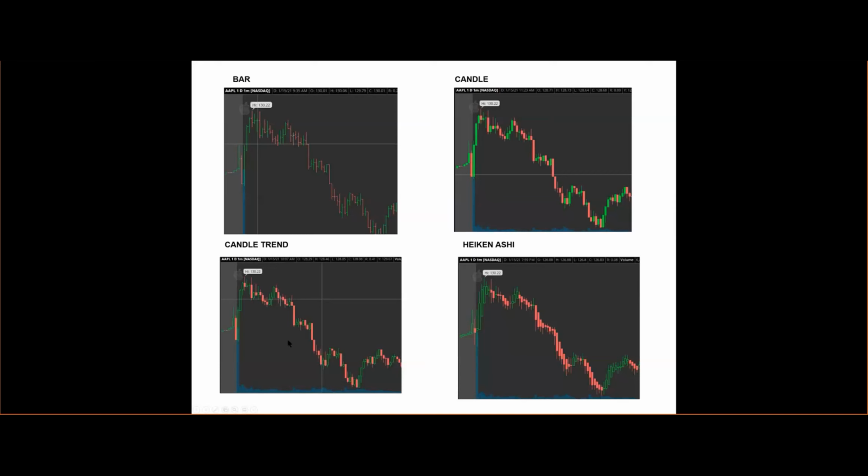So that's the thing. I use Heiken-Ashi a lot. My favorite two are bar charts and Heiken-Ashi. These are my two favorite charts because they have a lot of information that is self-intuitive.